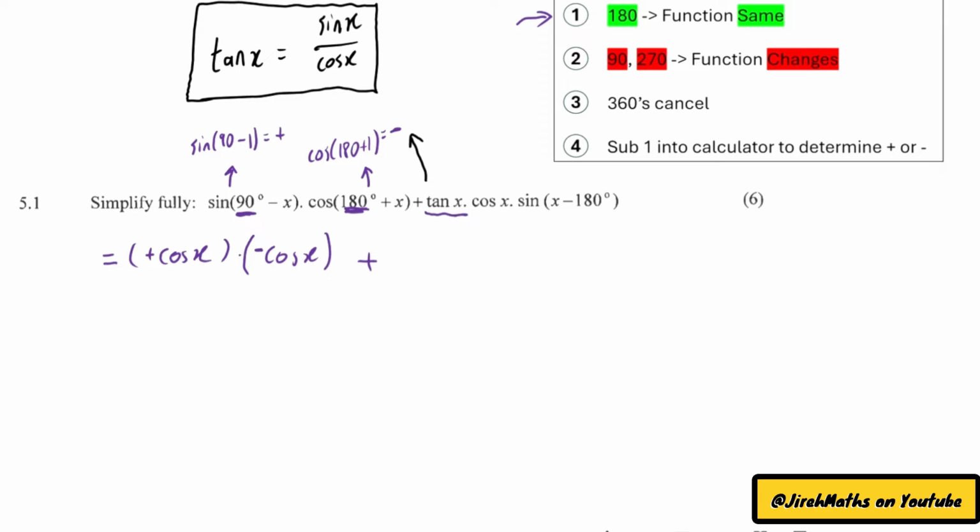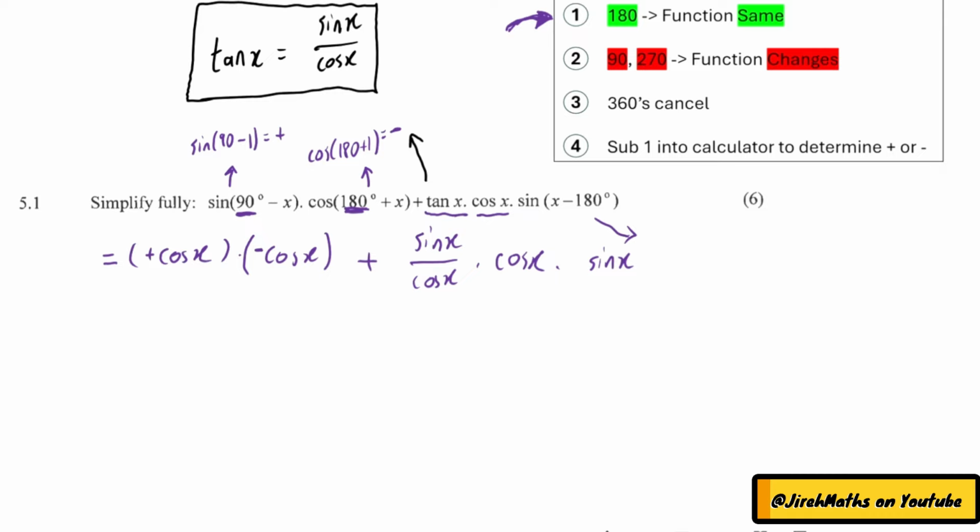I'm going to write it as sine x over cos x times cos x stays as is. So that's that cos x. Now here, we know the rule is going to be the first rule again. So since it's 180, the function will stay the same. So that becomes sine x.